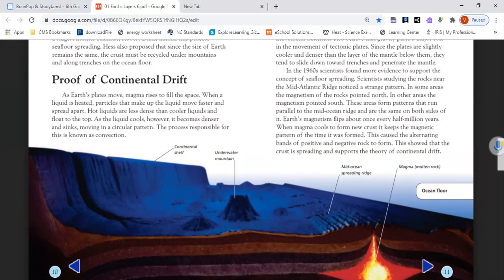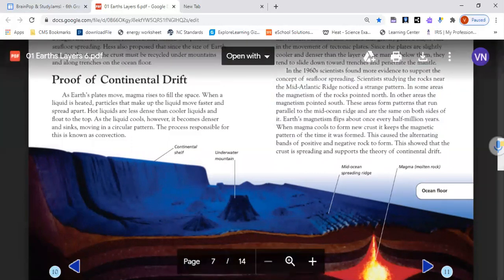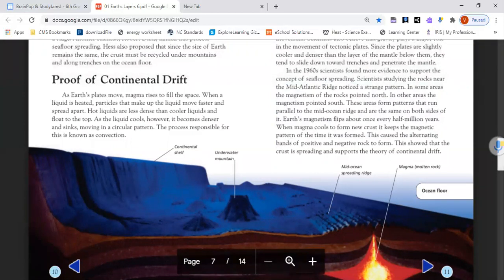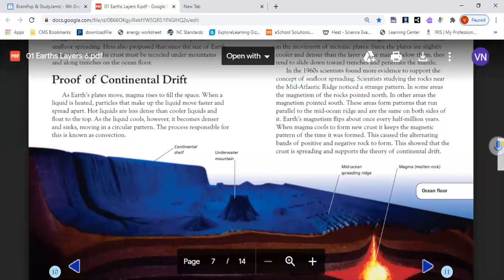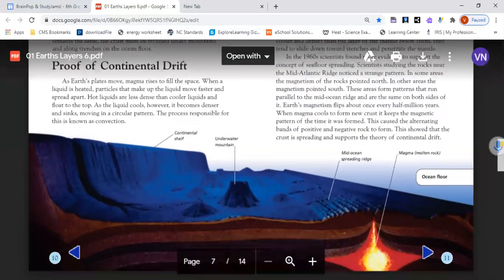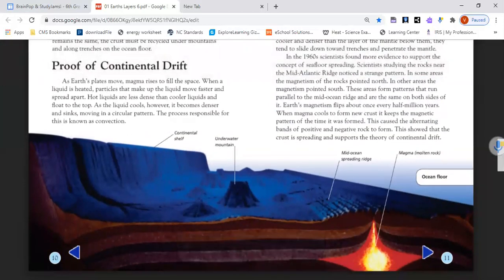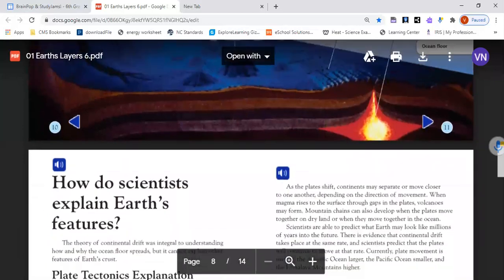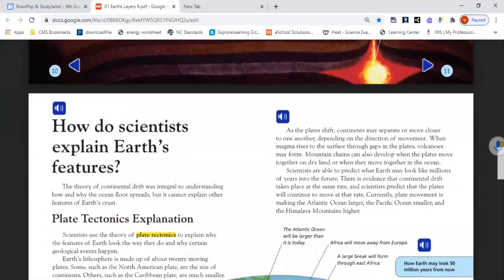Now, if you see here, this is magma. This is molten rock which is coming through the space out into the air. And here are underwater mountains. These are the underwater mountains, and these are the mid-oceanic ridges, and that is a continental shelf. Okay.